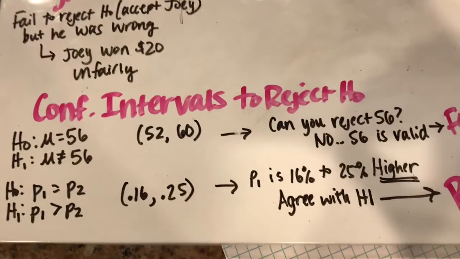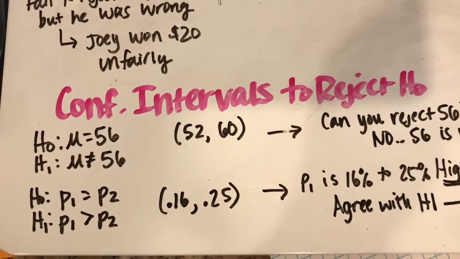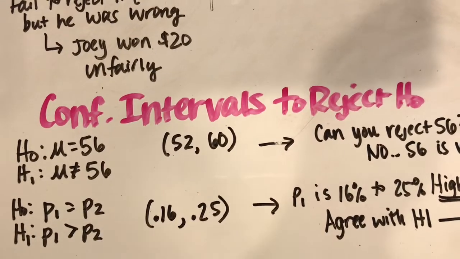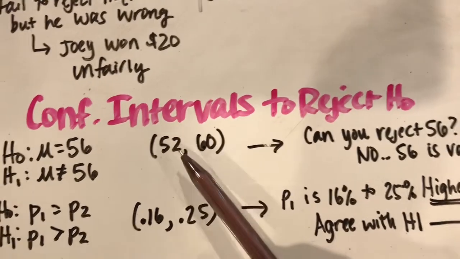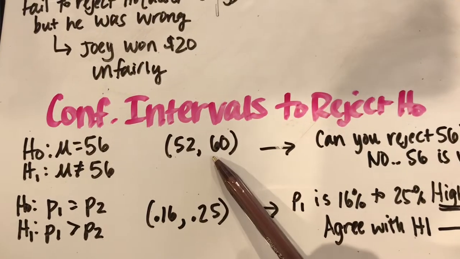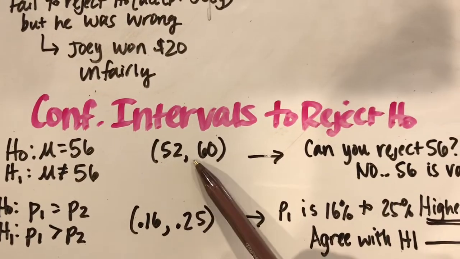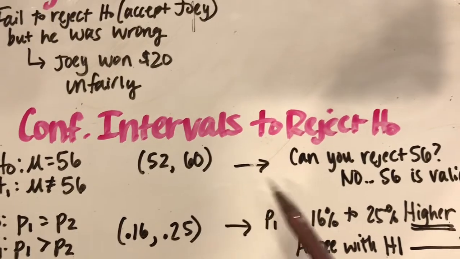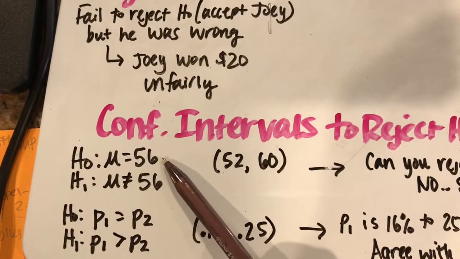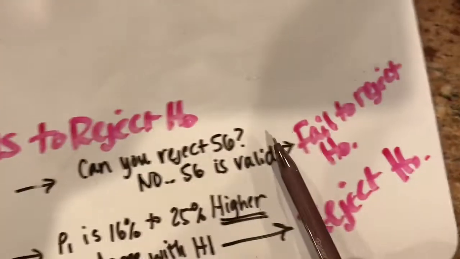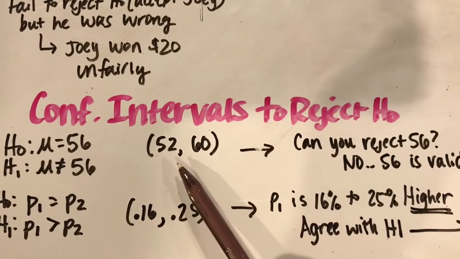Let's talk about confidence intervals and how you use those to decide if you reject the null or not. An example I have here with the 56: my null is that it equals 56 and the alternative is not equal to 56. Here is the confidence interval, 52 to 60. So think of it, do you think you can reject 56? 56 is in between 52 and 60. It falls in the confidence interval. So no, 56 would not be rejected. 56, think of it as valid. So if you don't reject the 56, that's like saying fail to reject the null. Okay, so you look and see if 56 lies in there.